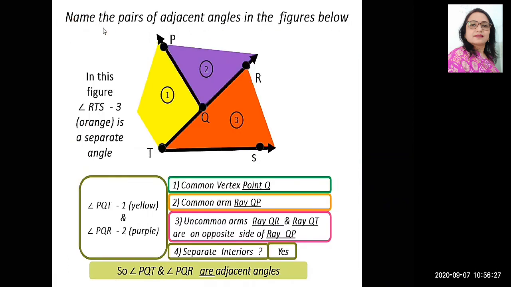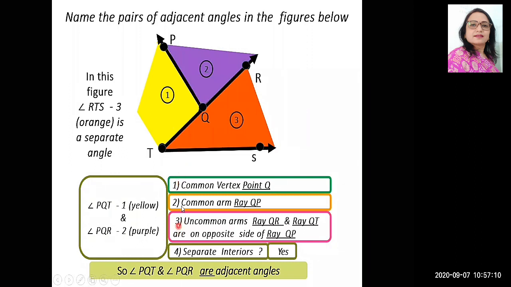Name the pairs of adjacent angles in the figure below. There are three angles in this figure. Angle RTS, that is the third angle, in orange color, is a separate angle. So we have to find whether angle PQT, the first angle in yellow color, and angle PQR, the second angle in purple color, are adjacent or not.